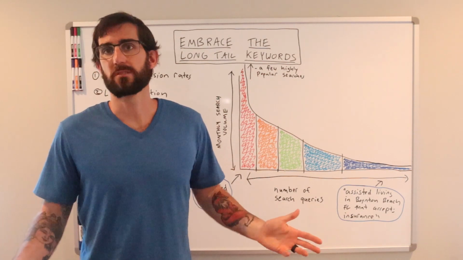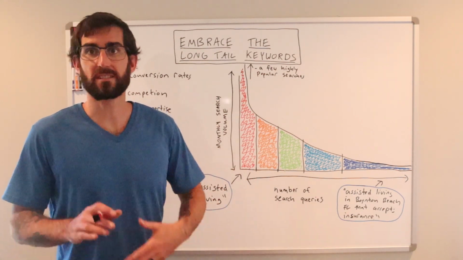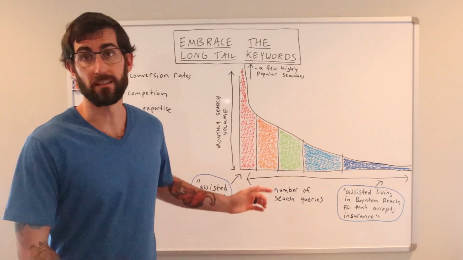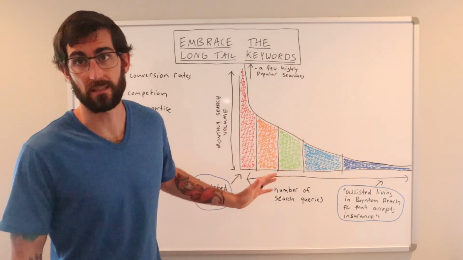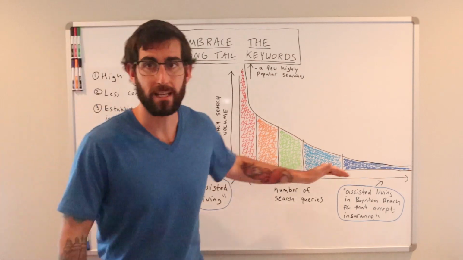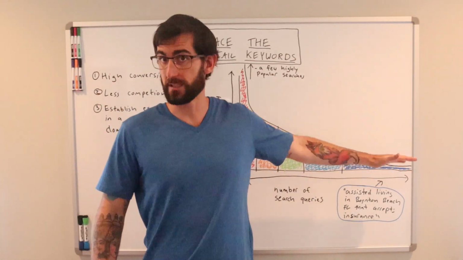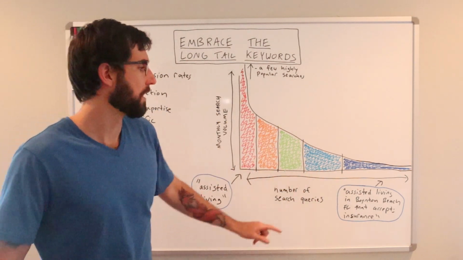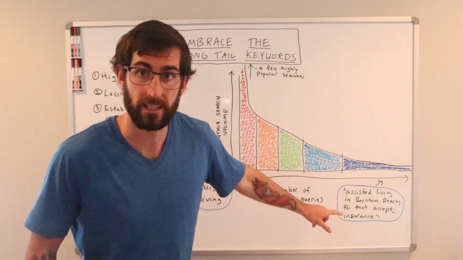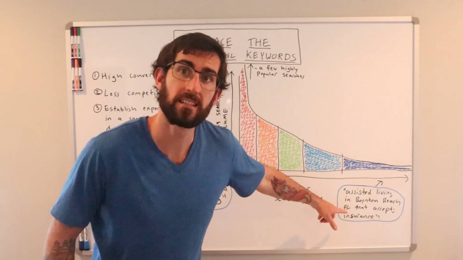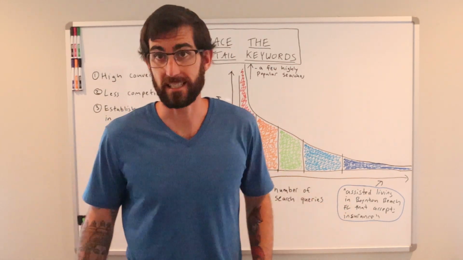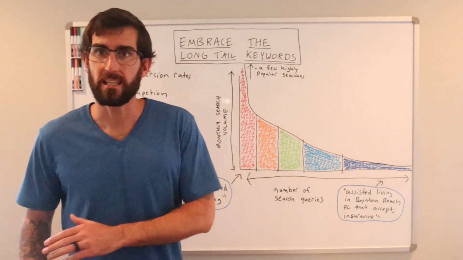There's a handful of websites that can rank for these kind of keywords. This is kind of the 80-20 rule, right? 20% of the websites get 80% of this ridiculously competitive traffic. But out here, in the long tail, this is where all of your success lies. So using this same example, the long tail keyword is down below. Assisted living in Boynton Beach, Florida, that accepts insurance.